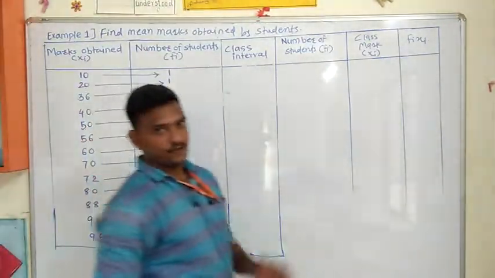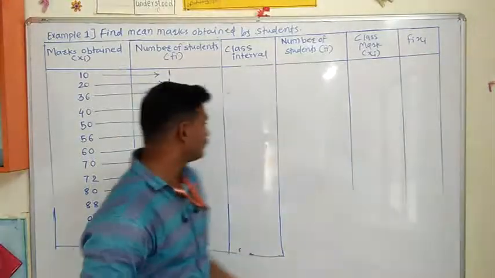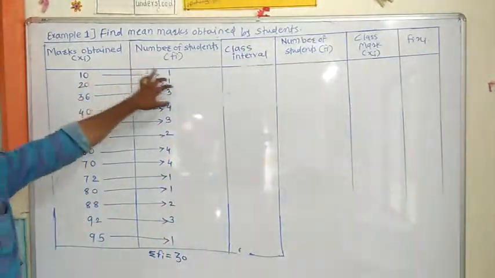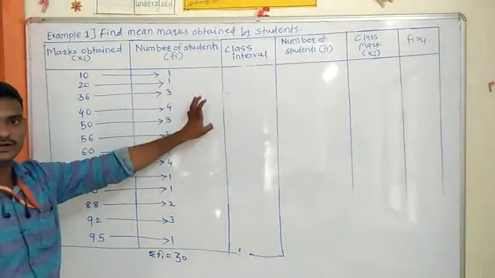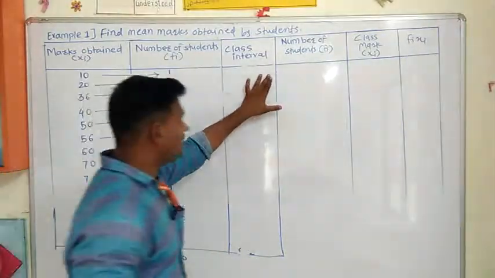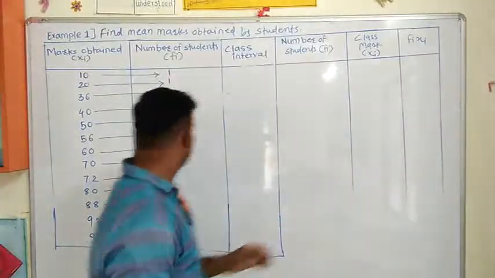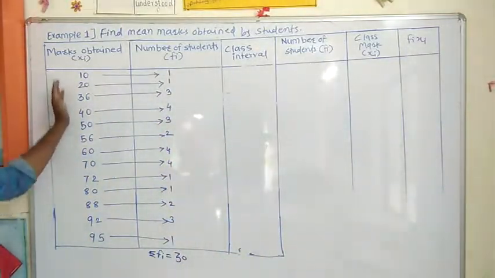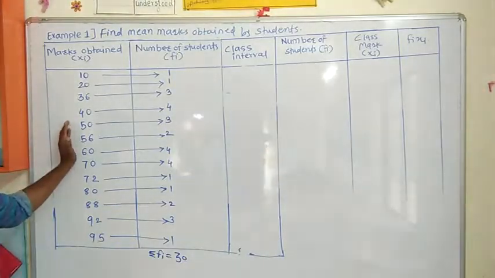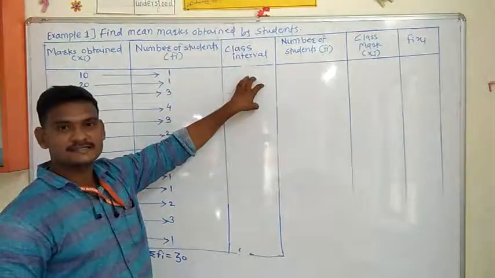In the last method, there are a lot of calculations we have to do. Every time we have to multiply xi into fi. We will reduce this method, that is, we will find some shortcut to this method. Let us see. To find the shortcut, first we have to divide these marks into groups, that is, in the form of class intervals.